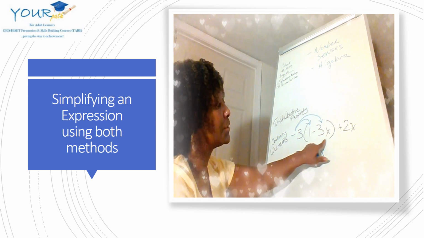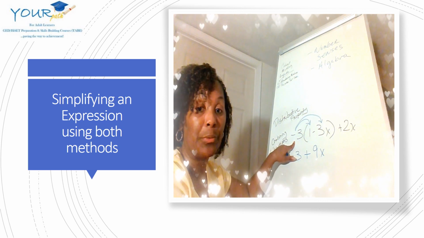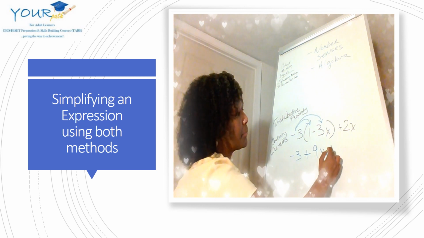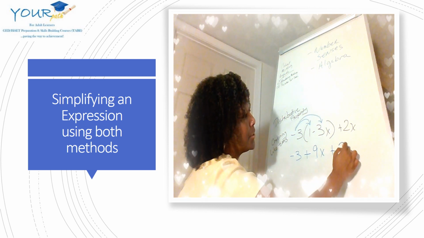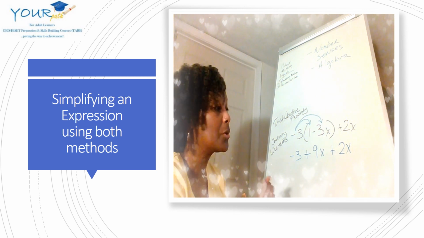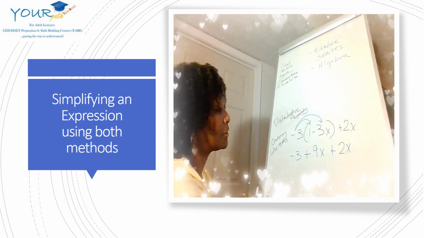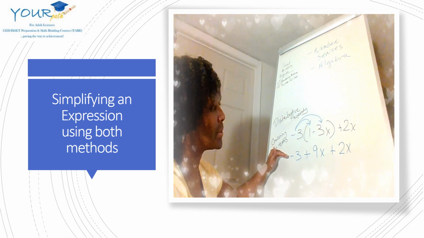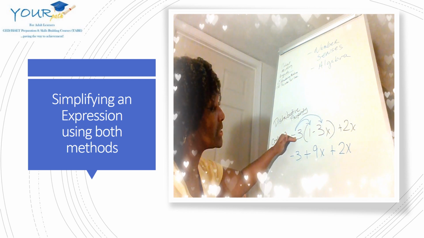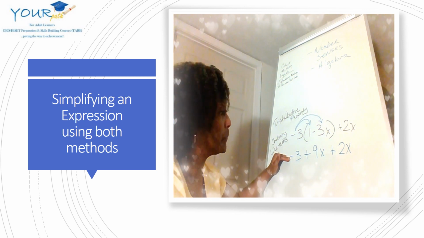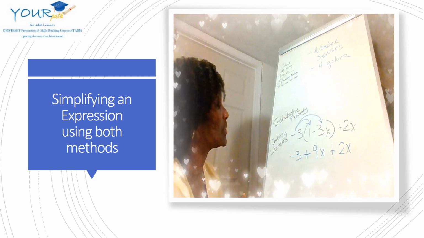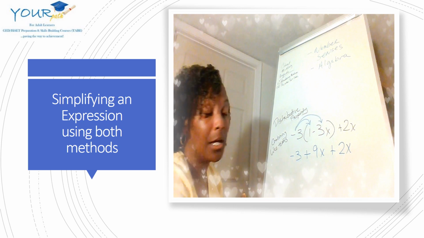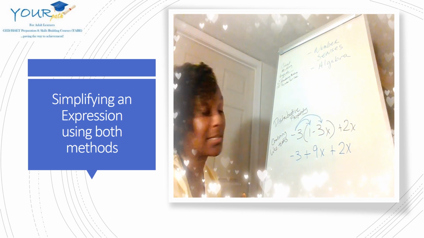So now we have gotten rid of our parentheses because we have utilized the distributive property to do that. And now we're going to bring down our positive 2x. The next thing that you're going to do is look for your like terms, okay? So this expression is now our second expression. This is where we started, and here is where we are now. When you look at this expression, we have a negative 3 plus 9x plus 2x. So we have two like terms in this expression.